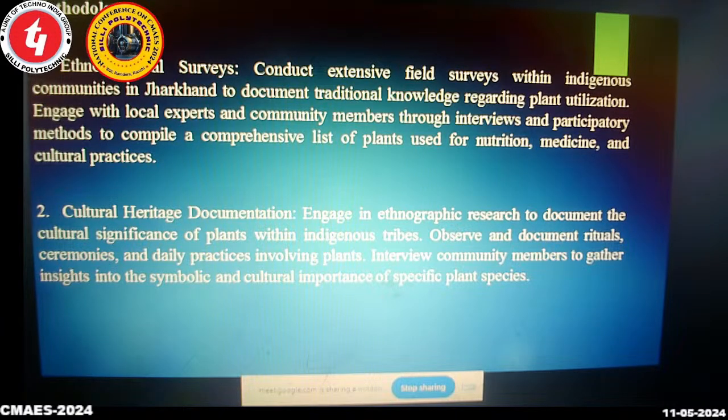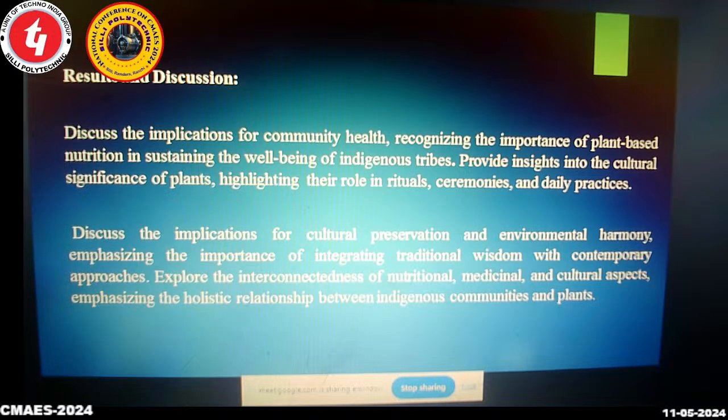Second, cultural heritage documentation. Engage in ethnographic research, document the cultural significance of plants within indigenous tribes, observe and document ritual, ceremony and daily practices involving plants, interview community members to gather insight into the symbolic and cultural importance of specific plants. Result and discussion.